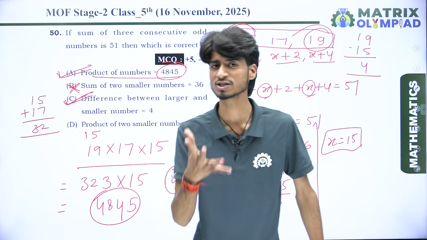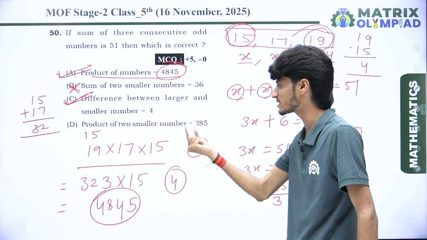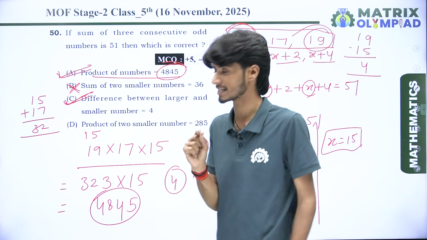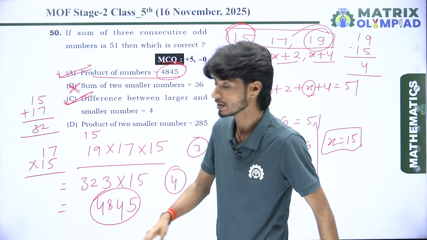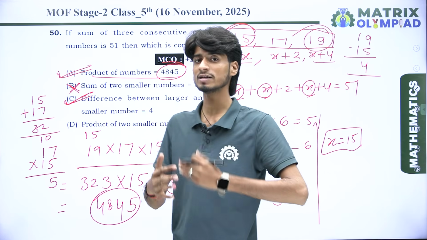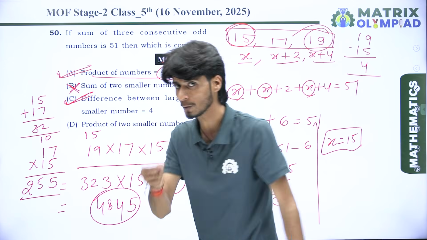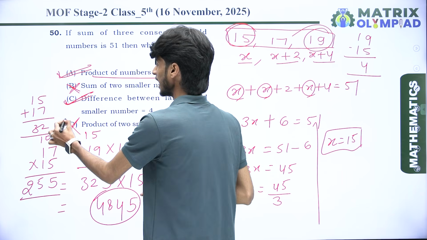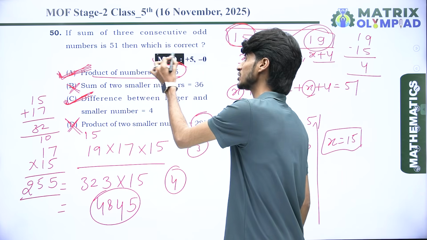Now we have the last option of this last question. What does it say? Product of 2 smaller numbers. The 2 smaller odd numbers are 15 and 17. Whenever you find the product of both of them, 15 sevens are 105. Carry goes to 10. 15 ones are 15 and 10, then we get 25. So the product is 255. Here we have 285. So this is false. That means A and C are correct, because this is a multiple choice question.